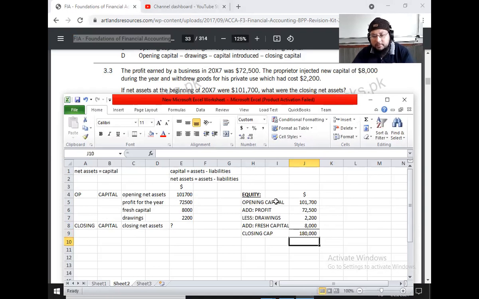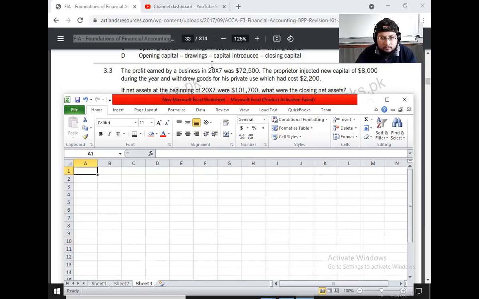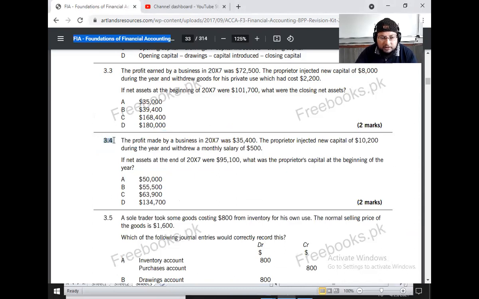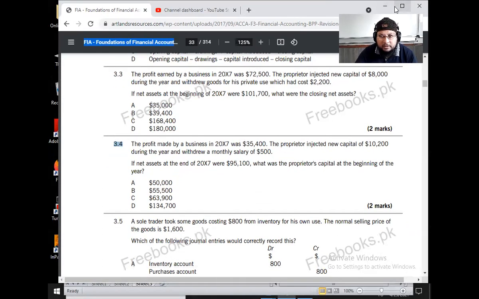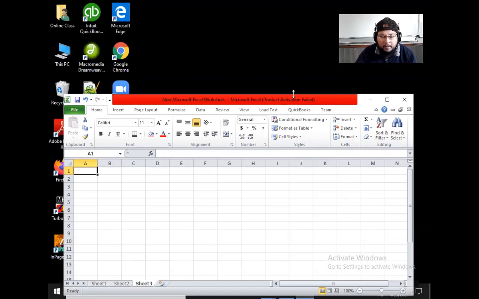So students, you can repeat this video again and again, and you can easily watch how I calculated the closing capital or closing net assets. Okay, the next question, which is 3.4, is again extremely important. I would advise you that 3.3 and 3.4 are extremely important questions. They can be frequently asked in the examination, so you must be prepared with these questions.